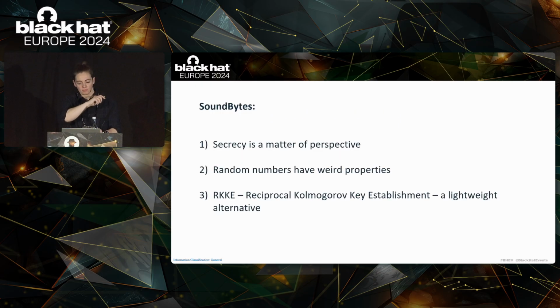That is that from me. So 3 things to take away from here. Secrecy, it's all a matter of perspective. Random numbers have weird properties. And if we take those 2 things and we combine them together, then we can create a brand new way of sharing keys, distributing keys in a way that is symmetric, and it is a far more lightweight alternative.